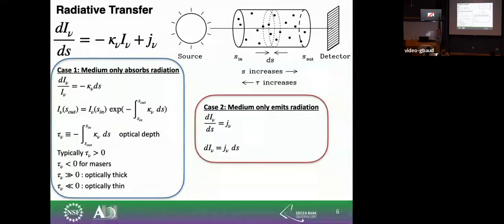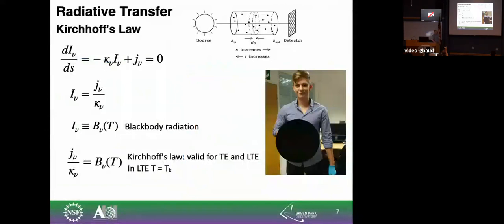In the second case, the medium can only emit radiation, it's not absorbing at all. And then we end up with this fractional change of intensity just being due to the emission coefficient times the length of the path. Which brings us to Kirchhoff's law. So if there's no change in intensity along the path your ray is traveling, then this whole change of intensity equals zero, and then we can make this rearrangement of the equation.